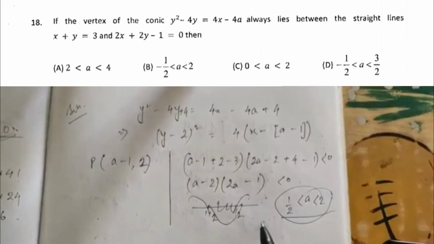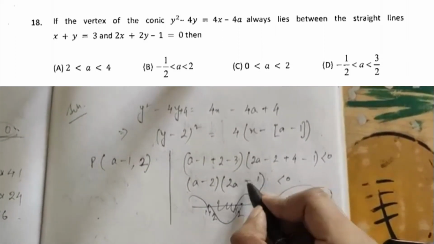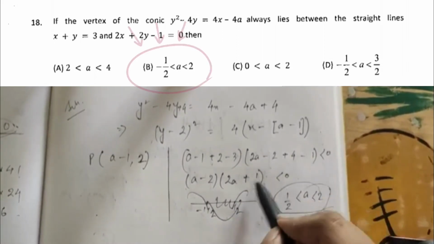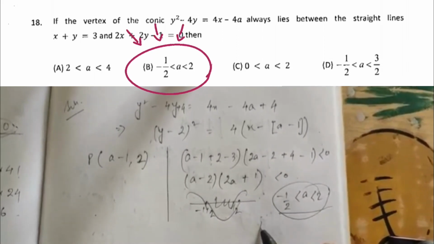So the correct option may be... okay, so is it coming? Okay, it will be minus half, because 2a minus 2 plus 4 minus 1, it is plus 1, so it's minus 1 to 2, minus half to 2. Option number B is the correct one.